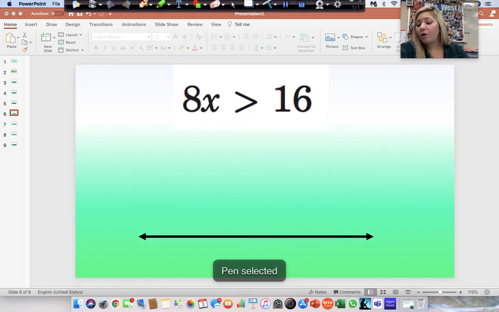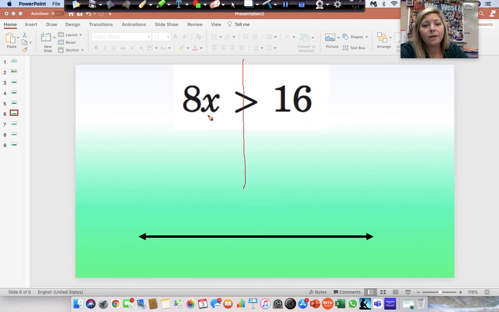All right, so now we are going to solve this inequality. We are doing this the same way that we would solve one-step equations. Draw your line down from the inequality. My variable is x. Right now, x is next to 8, which means x is being multiplied by 8. We want to do the opposite of that. So the opposite of multiplying by 8 is dividing by 8. So we want to divide both sides by 8.